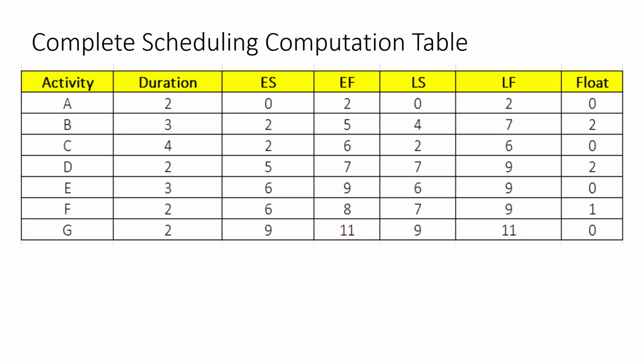For activity A, the float is 0. For activity B, the float is 2. For activity C, the float is 0. For activity D, the float is 2. For activity E, the float is 0. For activity F, the float is 1. For activity G, the float is 0. This table helps the project manager identify which activities are critical and which activities have flexibility.